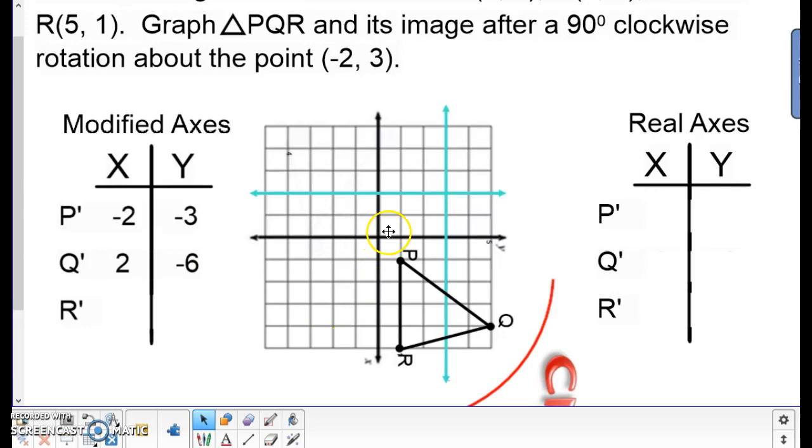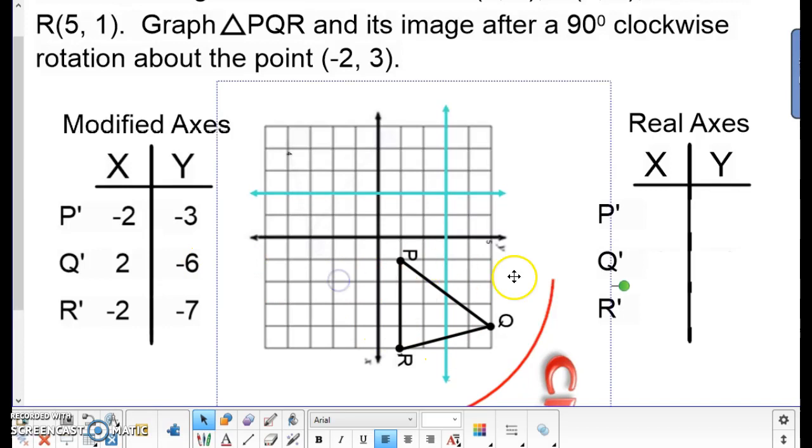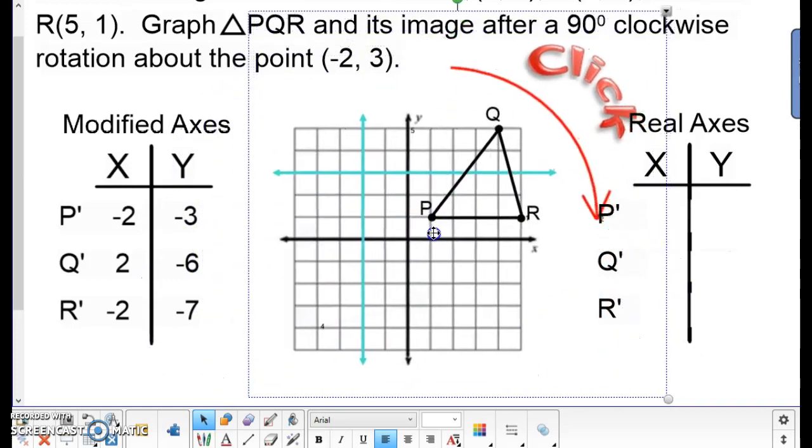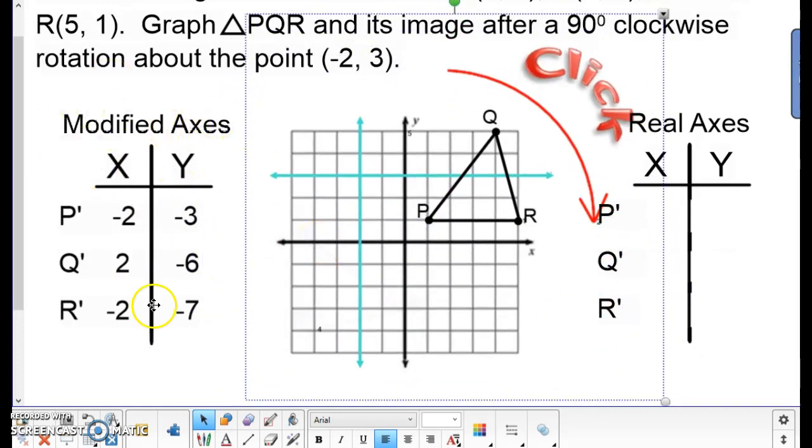And the point R is at negative 2, 7. So this is where we want it to end up. So now that we have those coordinates ready, we're ready to spin it back, to put our paper back to normal. And remember, these are modified axes coordinates. So we're going to measure everything off the blue axes.